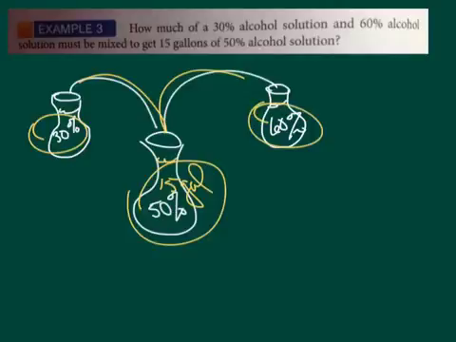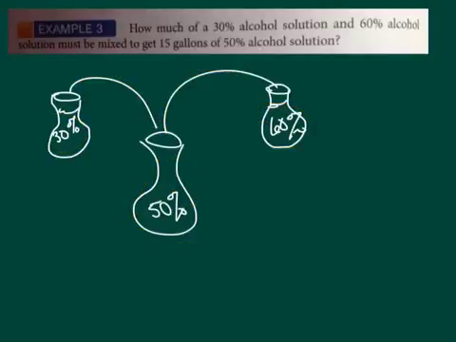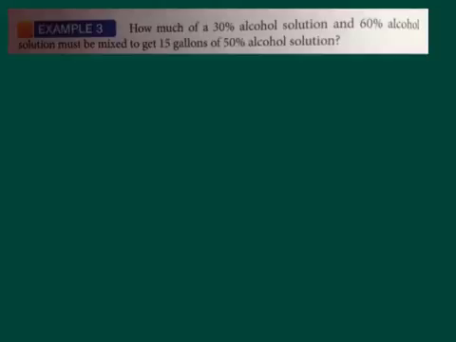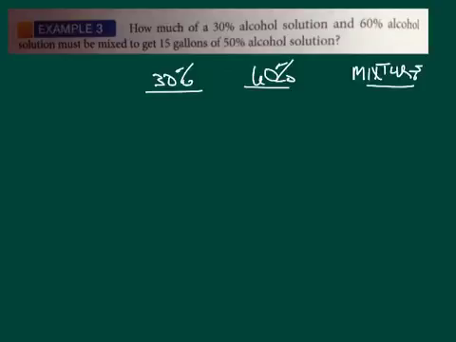So let's go ahead, and again, the book uses a chart, and I kind of like using these charts or tables. So let's see what we've got. We've got our 30% solution and our 60% solution, and then we've got our mixture that we're looking for, our 50% solution. Now, number of gallons. That's what we're looking for, right? We don't know, except we know this is 15.